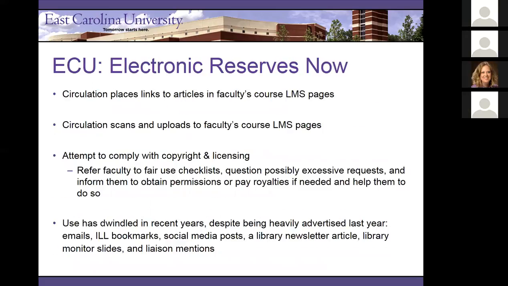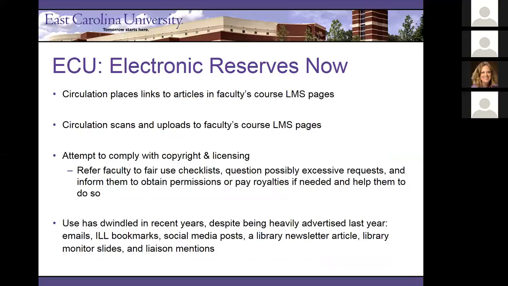So that takes us into what we're going to do in electronic reserves. So right now, like probably most of you, what we do with electronic course reserves is we get the request and we find that we actually have access to it online, and so we put a link to the article into the faculty member's course Blackboard page for them.